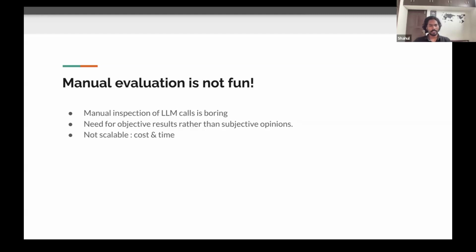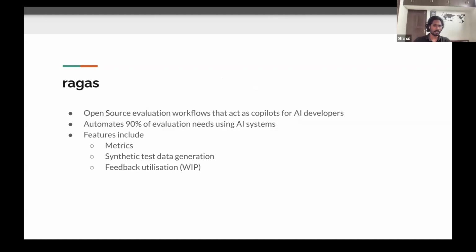So we need some way to move from manual evaluation, and that's where Ragas comes in. What we stand for is to develop open source evaluation workflows that act as kind of co-pilots for you when it comes to evaluating LLM applications. So the core idea of Ragas is to develop these workflows that help you automate 90% of the work when it comes to evaluation. For example, some of the features that we have are metrics and synthetic test data generation, which is currently live in Ragas, and we'll be talking about feedback utilization.